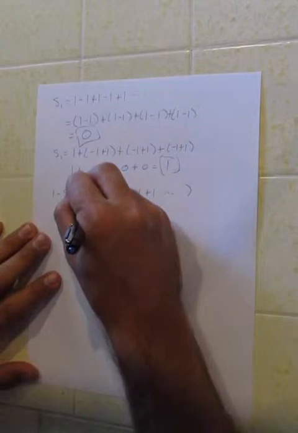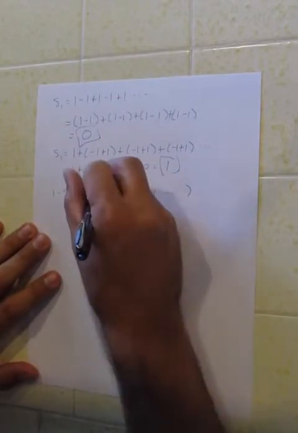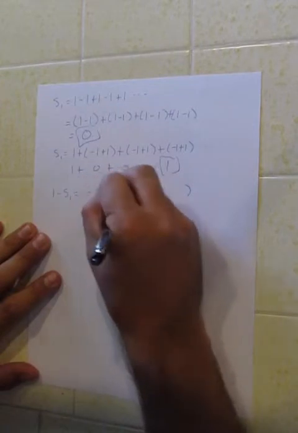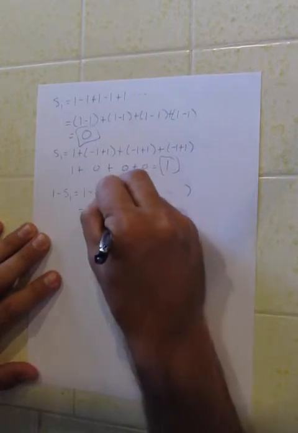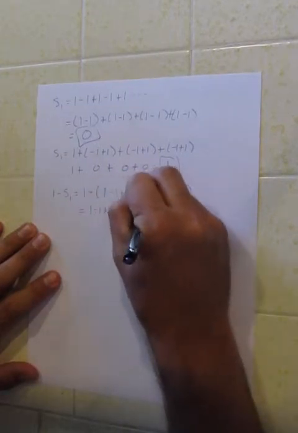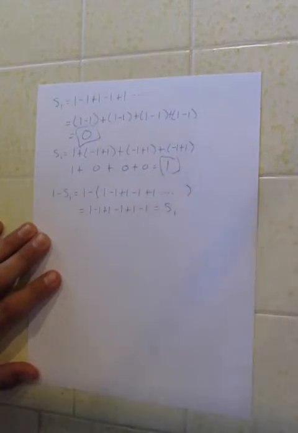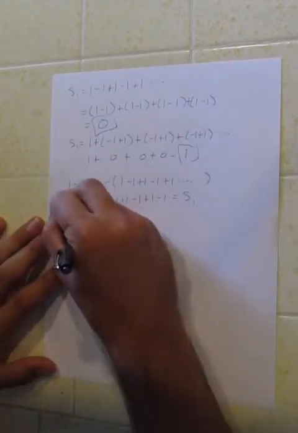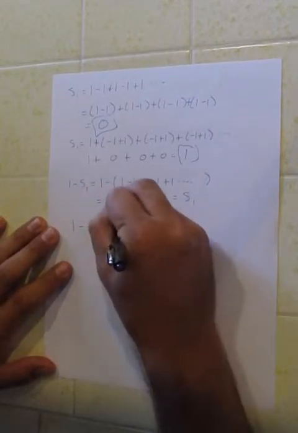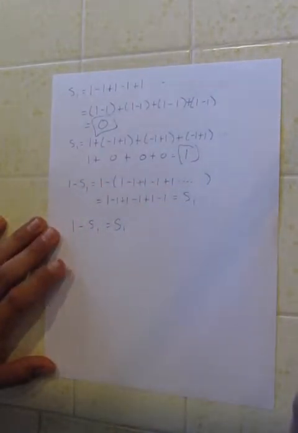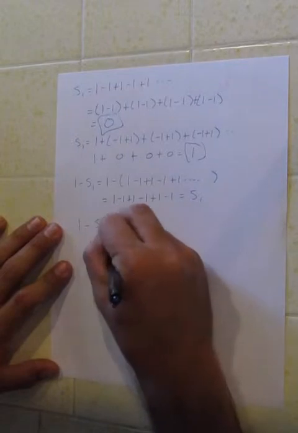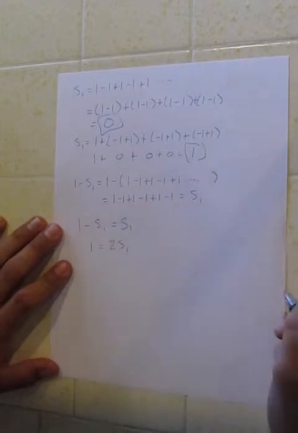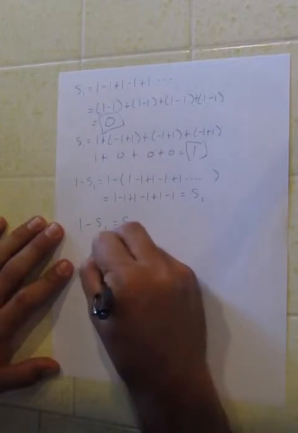Okay, well from here we get this is equal to 1 minus 1 times 1 is minus 1, minus 1 times negative 1, negative times negative comes out to be positive 1, and so this pattern repeats and comes out to be S1. So now we have 1 minus S1 is equal to S1. Well, that's okay, because what we're just going to do is add S1 to both sides. We're going to get 1 is equal to 2S1. So clearly we can see that S1 is equal to 1/2.